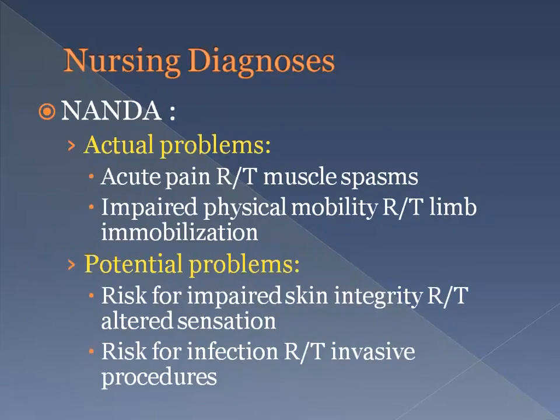I've got a couple examples that would apply to her. Based on NANDA criteria, her actual problems she is having now may include acute pain related to muscle spasms, impaired physical mobility related to limb immobilization, and there could be many, many, many more. Her potential problems, they're not happening yet, but it could happen. She's at risk for impaired skin integrity related to altered sensation, or risk for infection related to invasive procedures. She's going to have a Foley catheter and also a surgical wound.